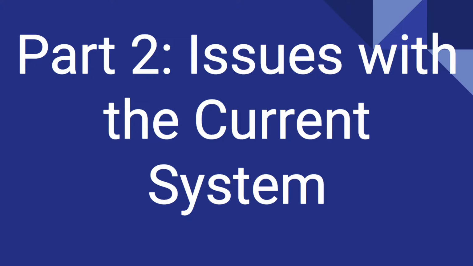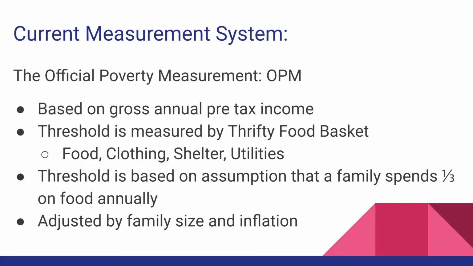The official poverty measure, or the OPM, is the current system used in the United States to measure poverty. The OPM is an absolute measure that classifies a group as being in poverty if they fall below a specific threshold. A group falls below the poverty line if their gross annual pre-tax income is below the threshold. The threshold is measured by the thrifty food basket times 3, which includes food, clothing, shelter, and utilities. This threshold is based on the assumption that a family spends 1/3 of their money on food annually. Adjustments for family composition and inflation are made to the threshold.